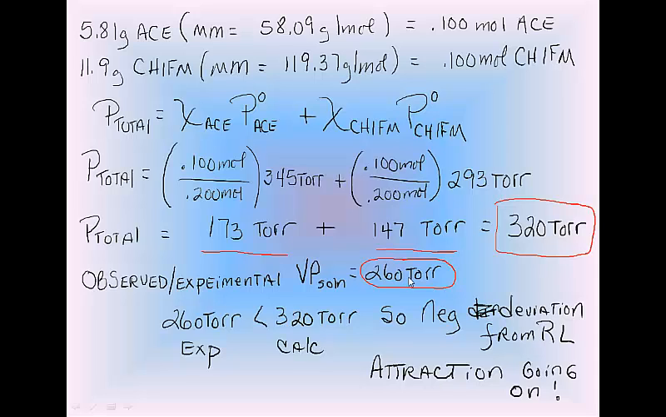Why aren't they equal? Well, they're not equal because the solute-solvent particles must be attractive to each other so that less are escaping. Less escaping means a lower actual vapor pressure. So there's an attractive force going on. That's a negative deviation from Raoult's law when your experimental vapor pressure is less than the one you calculated, the one that's theoretical. And just to put a capper on it, the structures for acetone and chloroform.